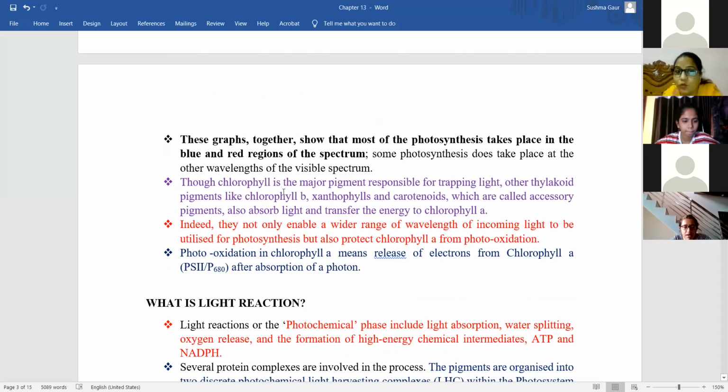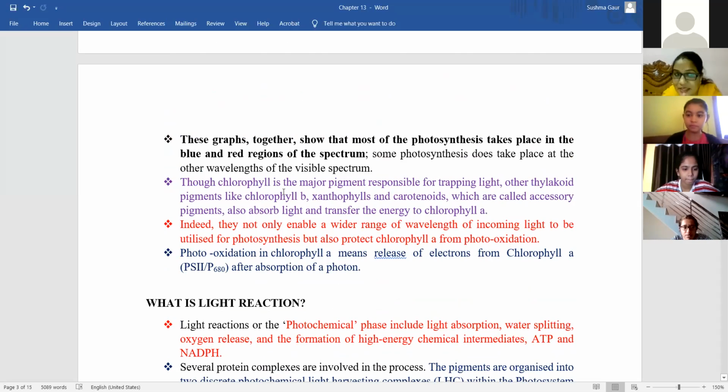And these, chlorophyll B, xanthophylls, and carotenoids, are accessory pigments. They are also responsible for absorption of light, but they are not able to absorb light as much in comparison to chlorophyll A. So they absorb only a small quantity of light, and they transfer the energy to chlorophyll A. Okay.